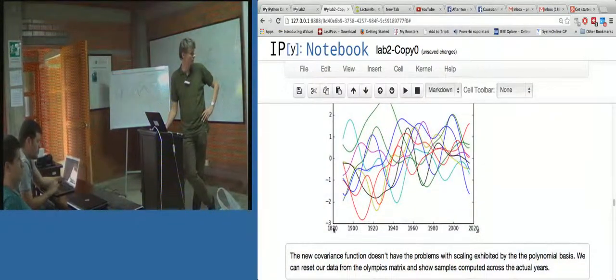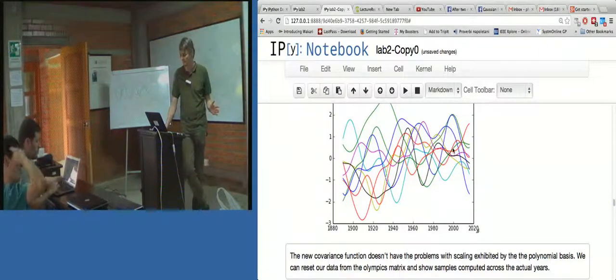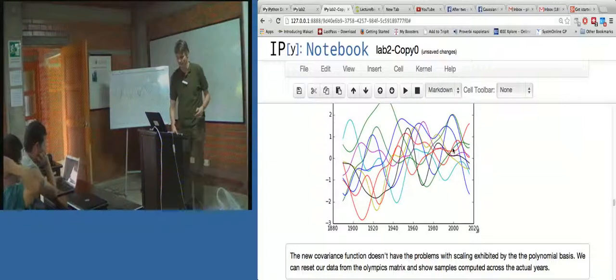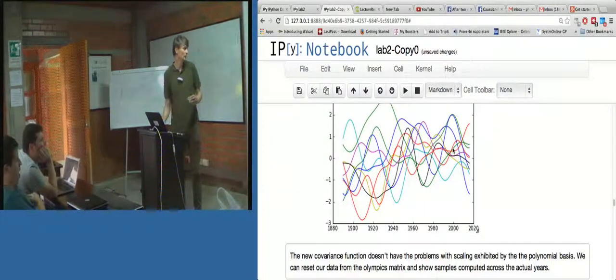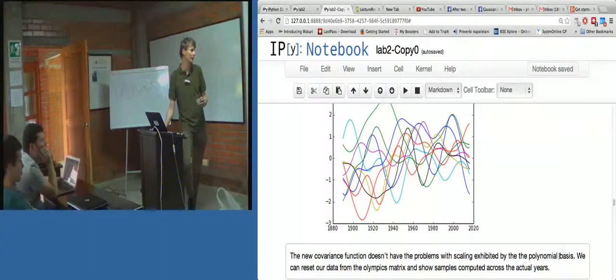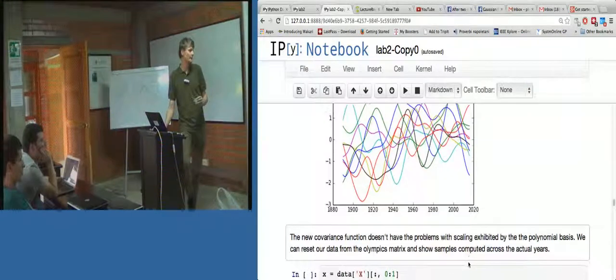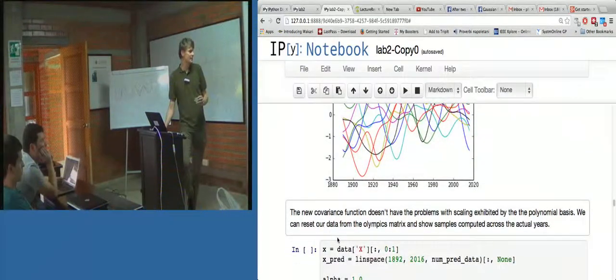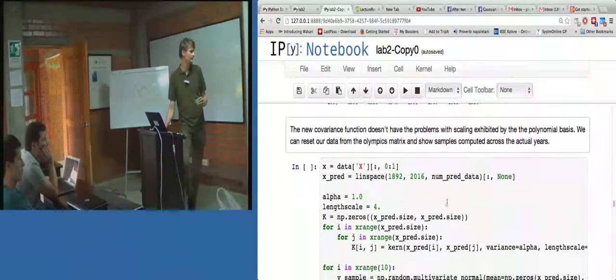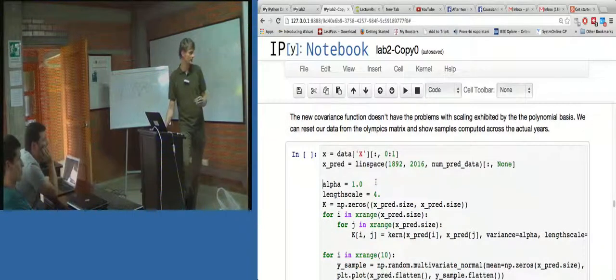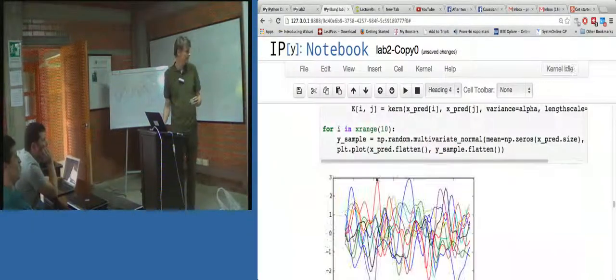Okay, so across 1880 to 2020, this is my prior belief about how human performance varies across those years. So it doesn't have the problems with scaling exhibited by the polynomial basis. So we can reset our data from the Olympics matrix, yeah, that's what I've just done, and show samples computed across the actual years. So in fact, that's what I was trying to do here. Look at that, I'm ahead of myself already.